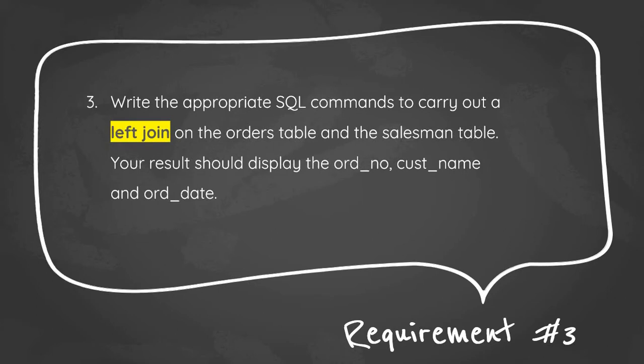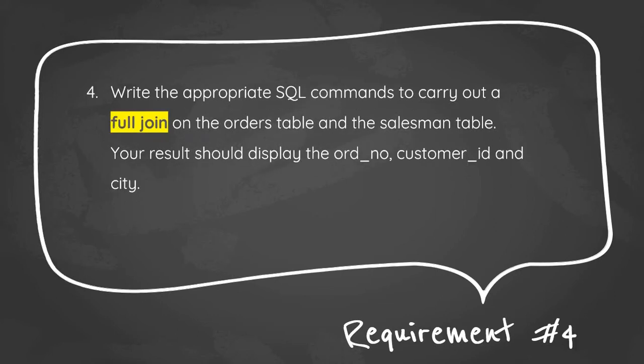The third requirement is to write the appropriate SQL commands to carry out a left join this time, on the orders table and the salesman table. Your result should display the order number, customer name, and the order date. Our fourth requirement is to write the appropriate SQL commands to carry out a full join on the orders table and the salesman table. Your result should display the order number, customer ID, as well as the city.